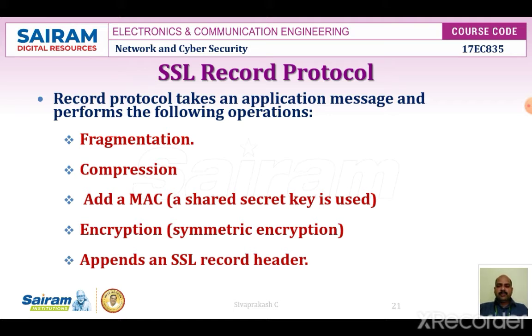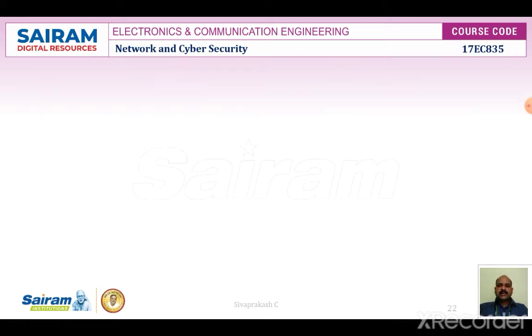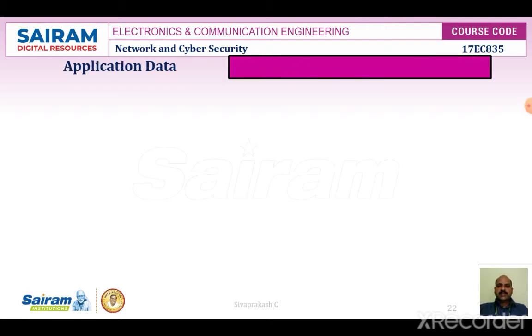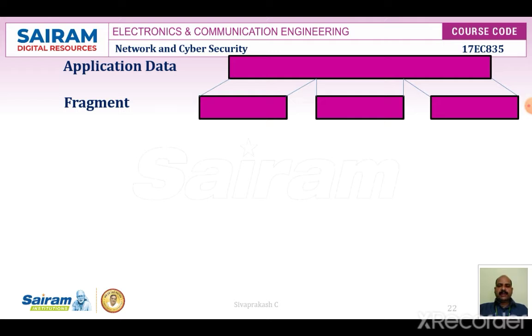I will show an animated SSL protocol, how the operations take place, for better understanding. Let me discuss this. The first one, we take the application data, which is going to be fragmented. Fragmentation is nothing but dividing a big application data into specified blocks of data. In general, we divide it like this into a number of equal blocks of data.